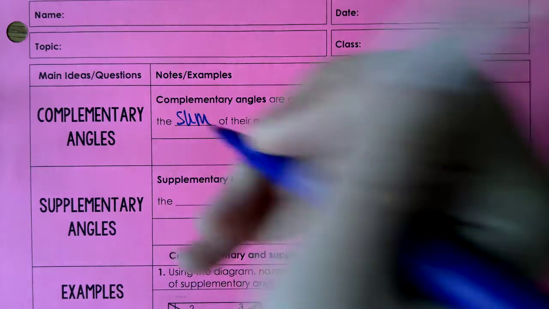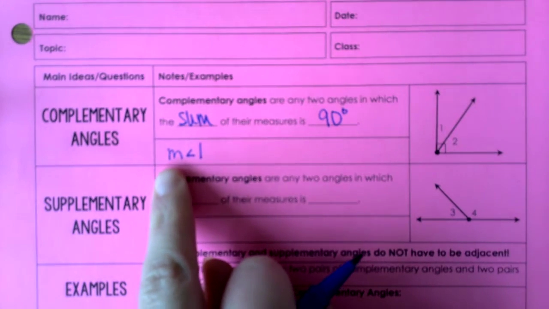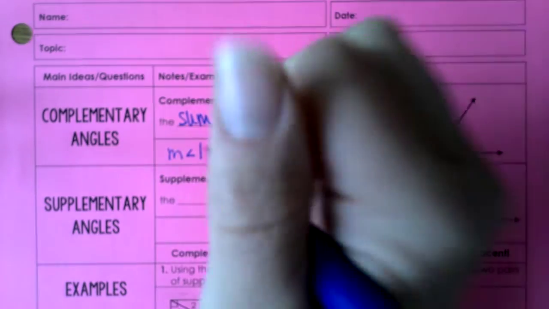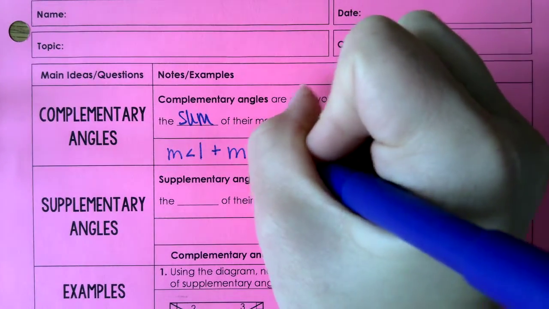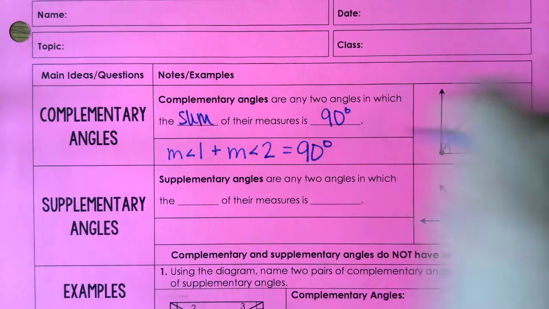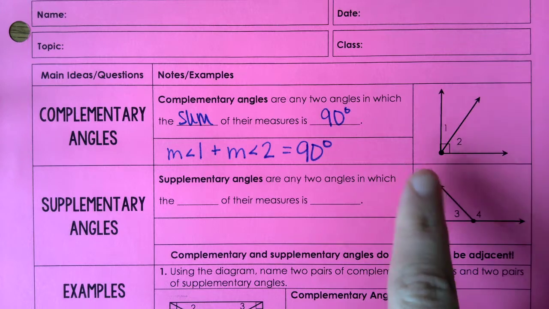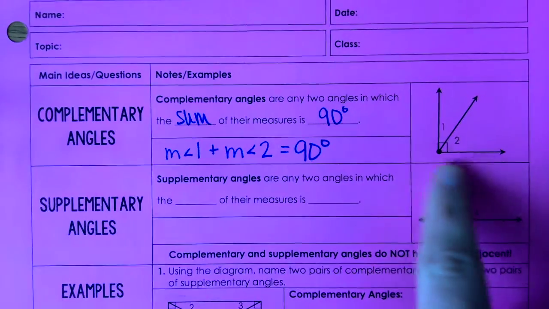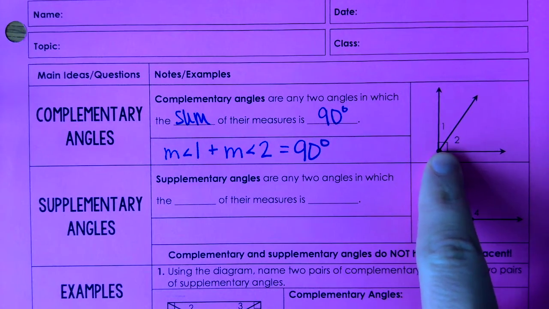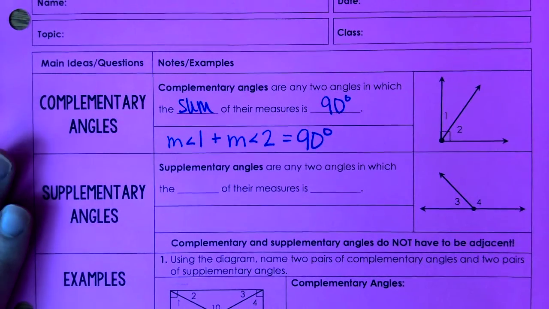What this is saying is that the measure of angle 1, remember an M in front means measure, plus the measure of angle 2 equals 90 degrees. So if you hear me talk about complementary angles, we're talking about two angles that add up to make 90 degrees. A lot of the time it's angles that have that little box in there, or it will somehow tell me that, and we'll go through that in a second.